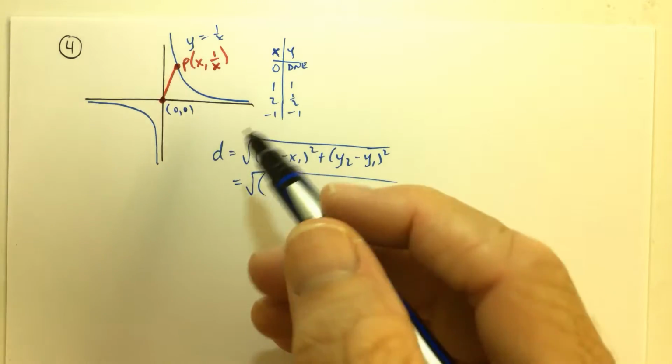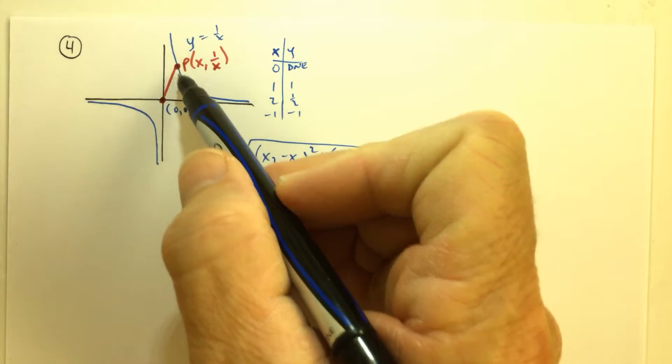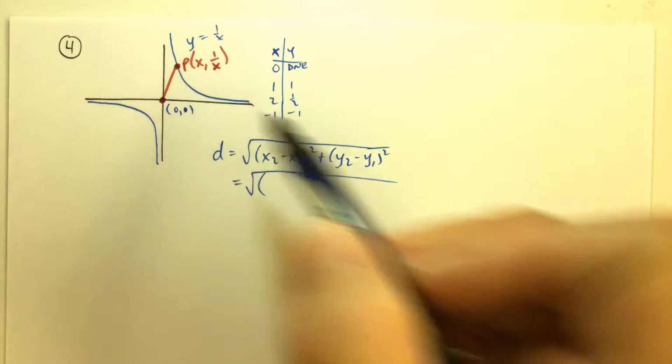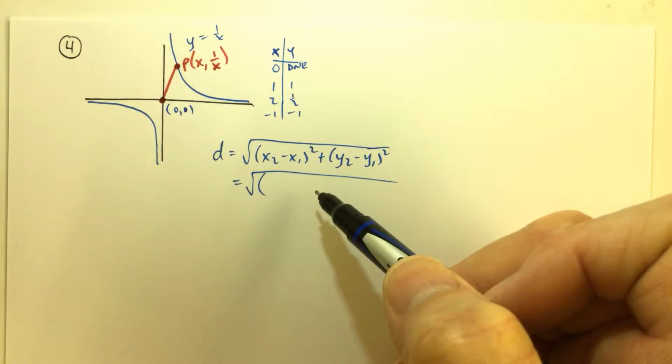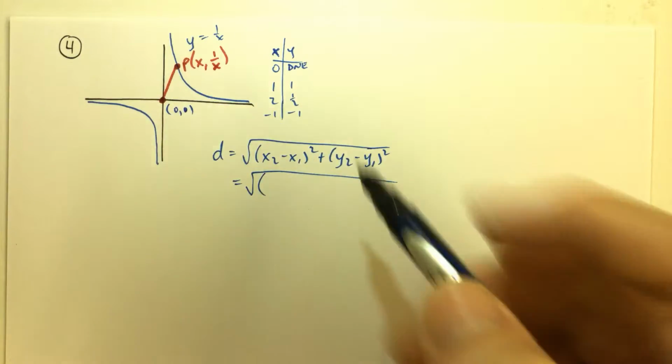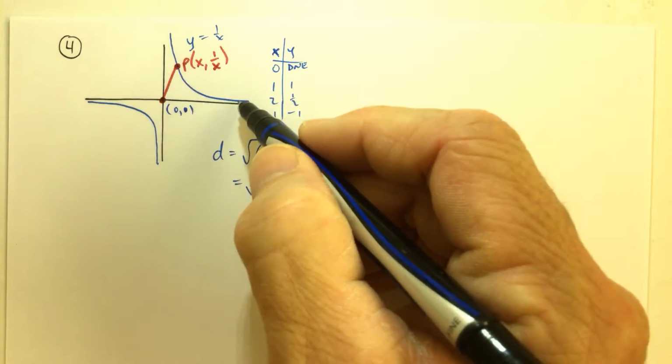Problem 4, we're trying to express the distance between some point P on the curve of y equals 1 over x and the point at the origin. So we know the distance formula. We know how to graph y equals 1 over x. And I just put a random point somewhere on the curve.